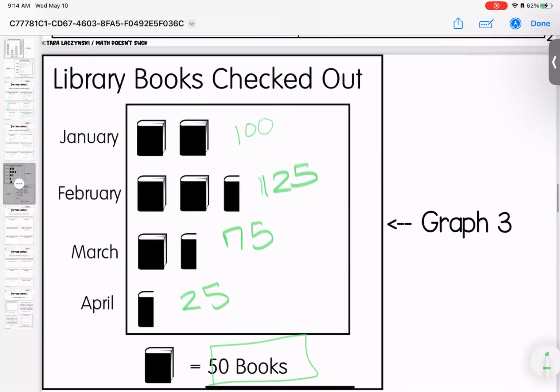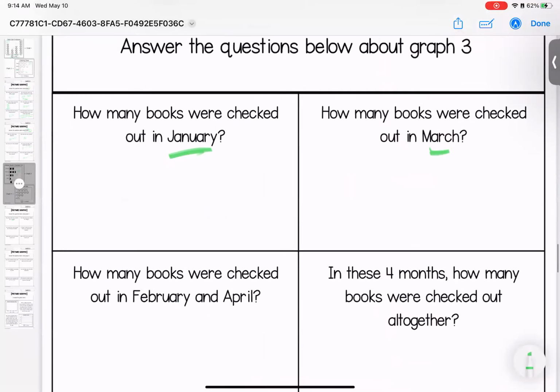January had 100 books. March had 75. So 100 books in January, 75 in March. How many books were checked out in February and April? And then how many books were checked out for all 4 months?